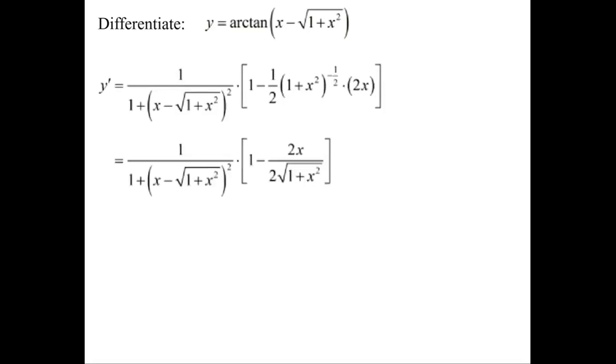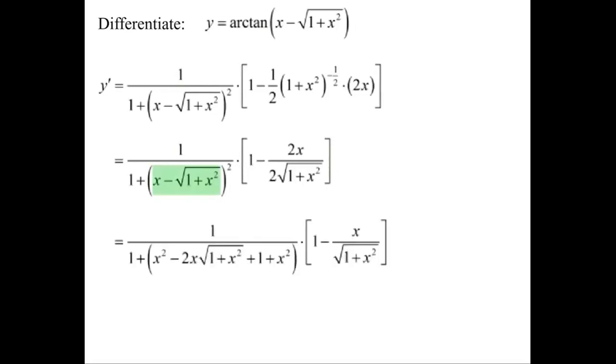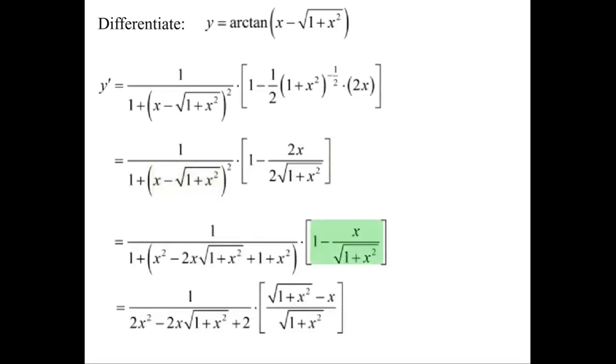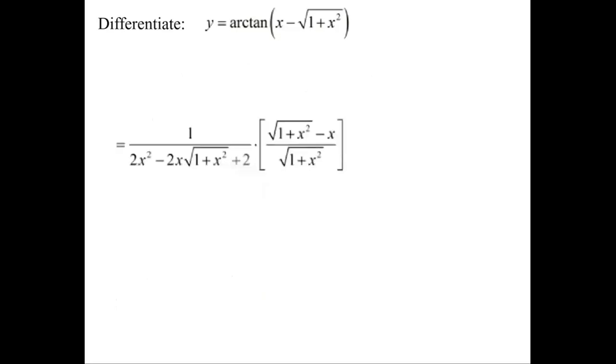Differentiate the expression arctangent of the quantity x minus the square root of 1 plus x squared. So here we're going to use the chain rule. So applying the chain rule, we have the following expression. And to simplify this expression, we have the following. Expanding the binomial yields the following. Here we add expressions to have a common fraction. And over here, we simplify the expression and add like terms.